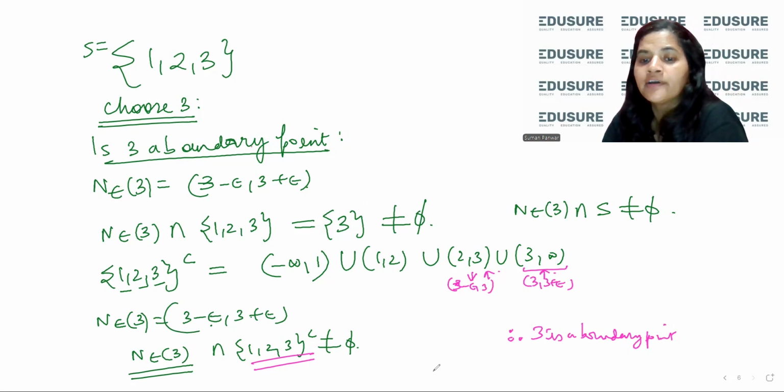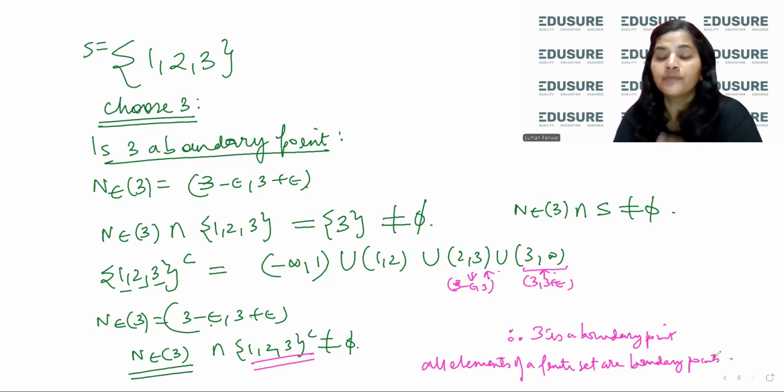In fact, all elements of a finite set are boundary points. I hope with the end of today's lecture, you are clear with the idea of an interior point, boundary point, and exterior point of a set. They are not very difficult to understand. They are just English words, and we are mathematically expressing the idea of an interior, boundary, and an exterior point.